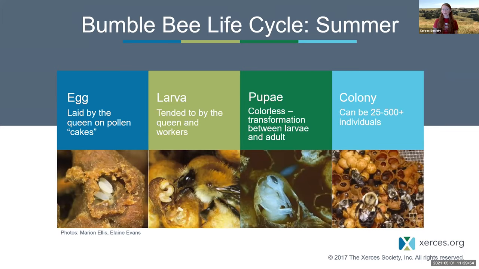And then they're going to spend a little bit of time pupating, right? Which is when they're transforming from that grubby looking phase into an adult bee. And once they emerge as adults, that's when they start taking on roles and when we see them flying around, right? They're out foraging, they're collecting nectar and pollen, or they're attending to the nest.